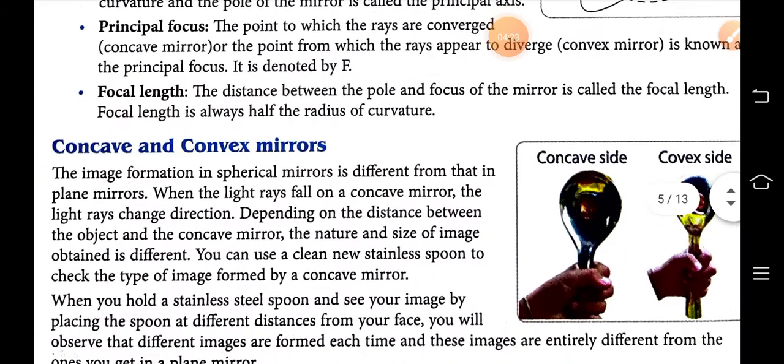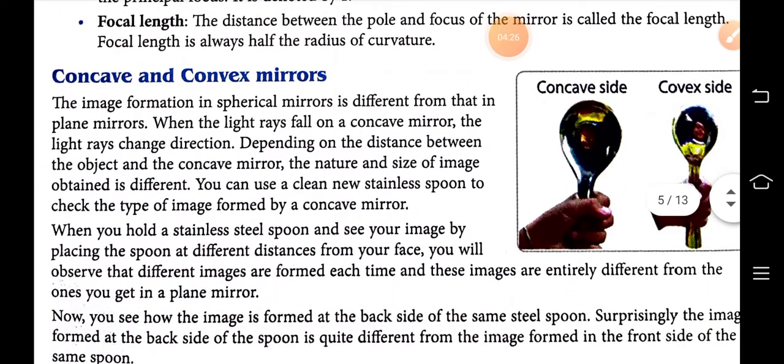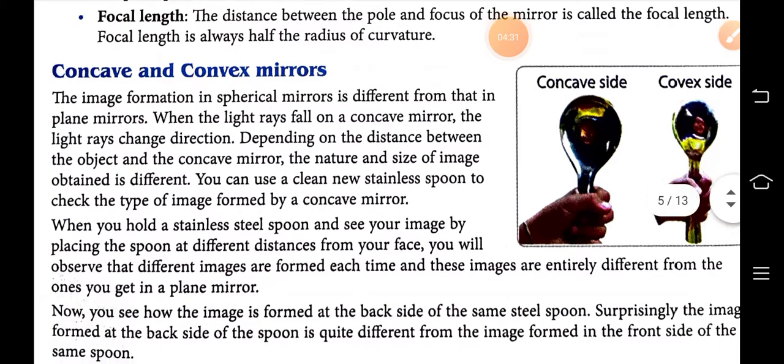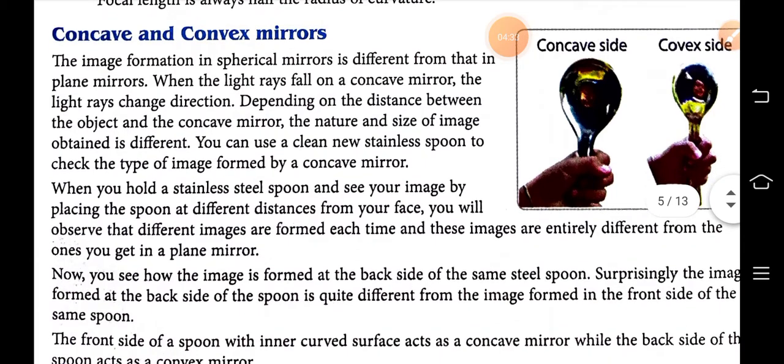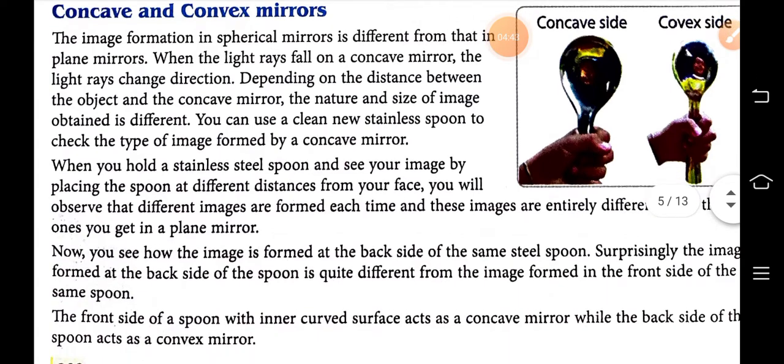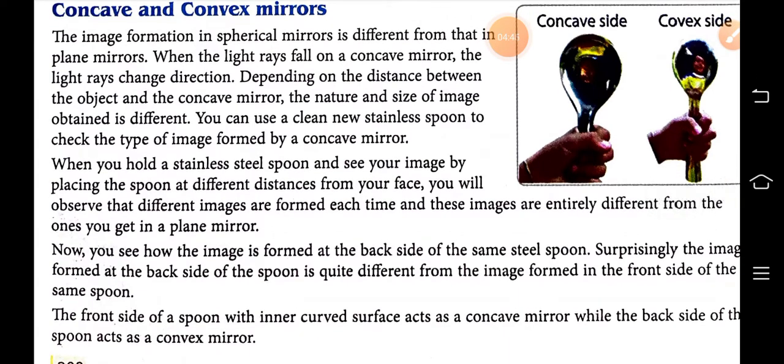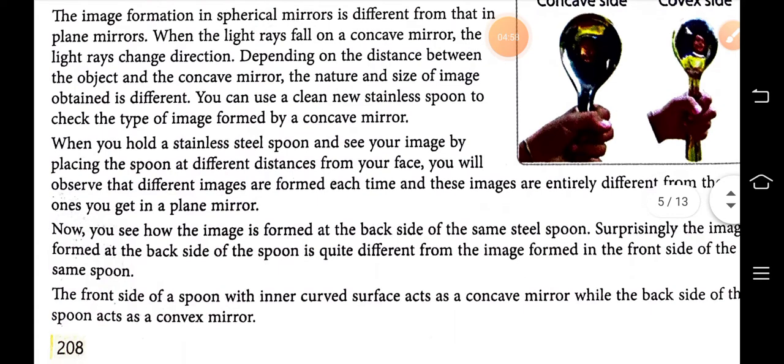Next is concave and convex mirror. The image formation in a spherical mirror is different from that in plane mirrors. When the light rays fall on a concave mirror, the light rays change direction. And depending on the distance between the object and the concave mirror, the nature and the size of the image are different. So in each case, the nature and the size of the image becomes different.